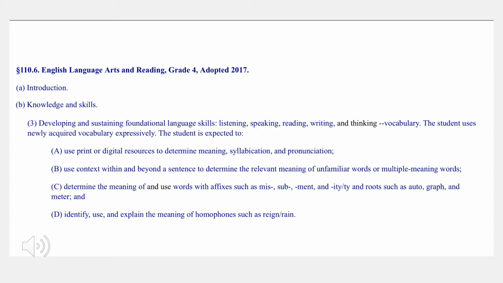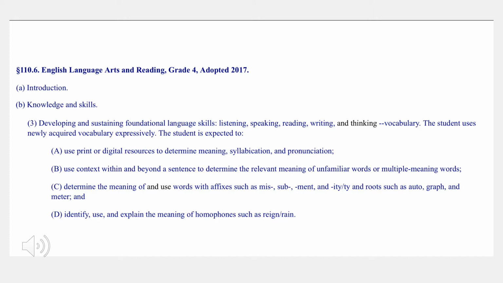So we know that the verbs are the actions that students need to perform. And by identifying this, it will allow us to know better what we need to do and how to effectively use the TEKS. So we see that uses right here is the main verb. Now it gives me more examples. It says A, use print or digital resources to determine meaning, syllabication, and pronunciation. I also see the word use here, which is a verb, and then it gives me more examples.